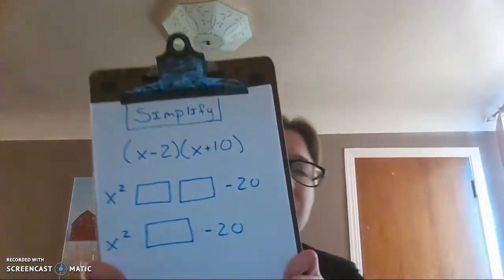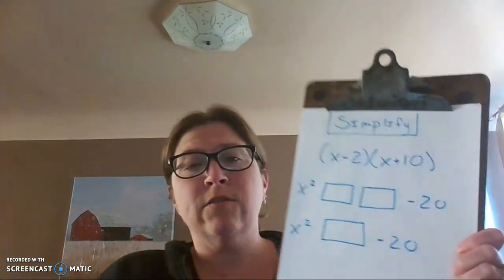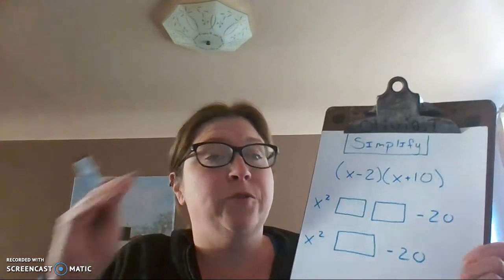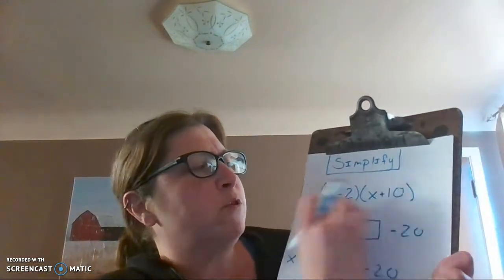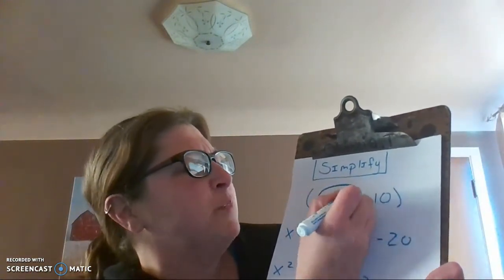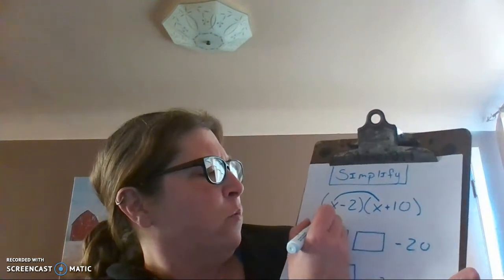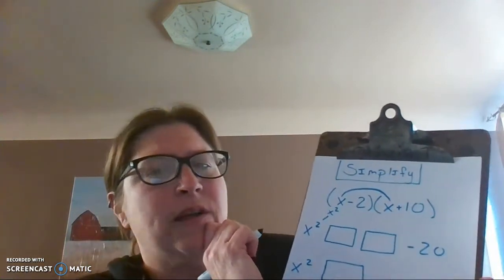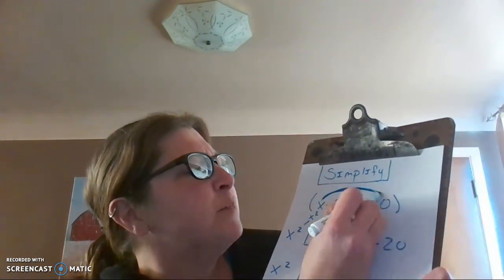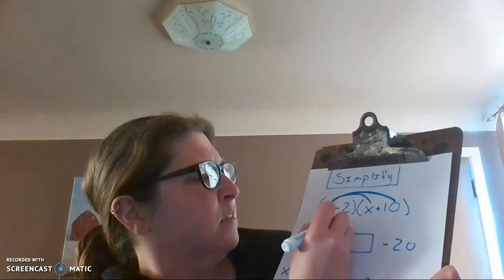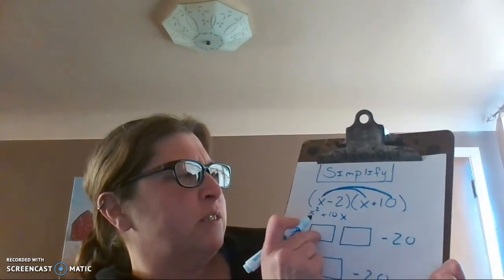Along that same line, I had a problem like this, and it said simplify. You saw these boxes, and a lot of people were like, what do I do? Well, remember how this works. We're going to multiply this out. I'm going to take x times x, which is x squared. I've already got that, right? That's already there. Then I'm going to take x times 10, which is 10x. That's what goes in this next box.